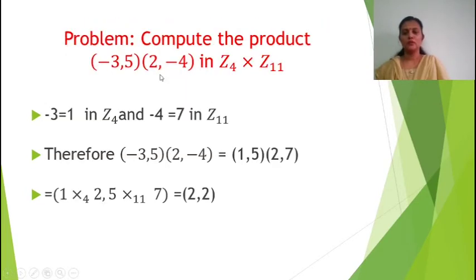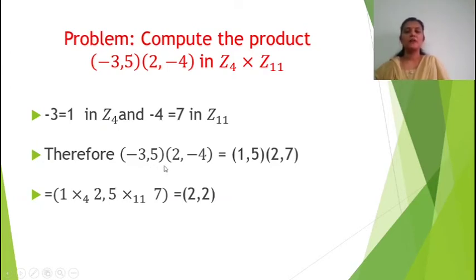First we have to find -3. -3 in Z4 is equal to 1, since 3 + 1 = 0. So the negative of 3 is 1. And -4 in Z11 is equal to 7, since 4 + 7 = 11, and the remainder obtained when 11 is divided by 11 is 0. So 4 + 7 = 0 in Z11. Therefore -4 is equal to 7 in Z11.